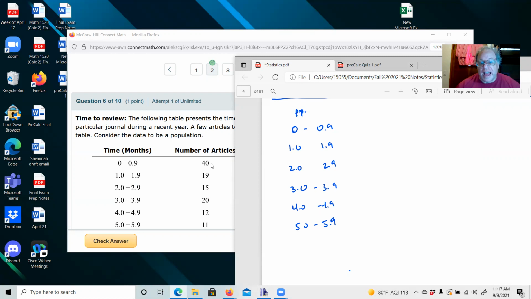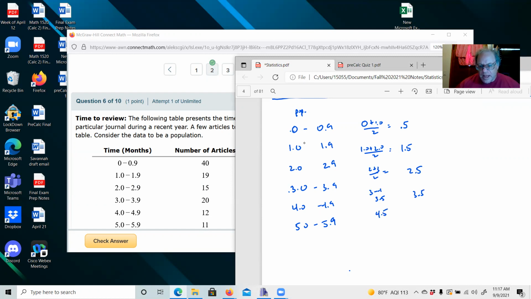We're just going to assume that every one of these articles took the middle time. Okay? The way you get the midpoint: 0 plus 1 over 2, it's half a month. So the midpoint here is 1 plus 2 divided by 2, that's 3 halves, that's 1.5 months. Okay, 2 to 3. 2 plus 3 over 2, that's 2.5. 3 to 4, it's 3.5.